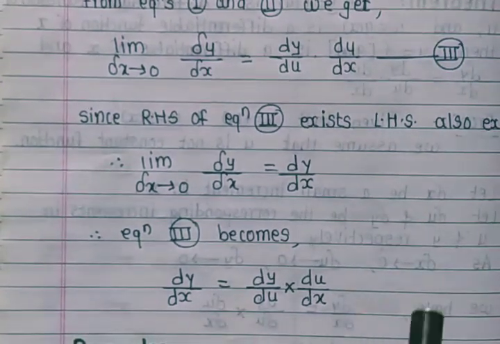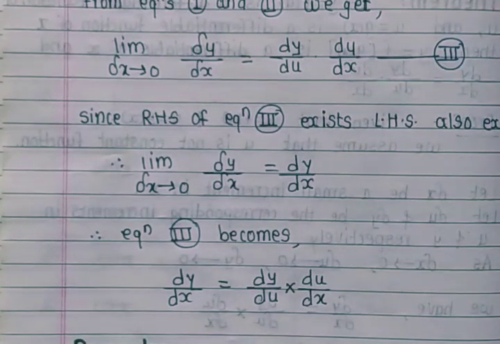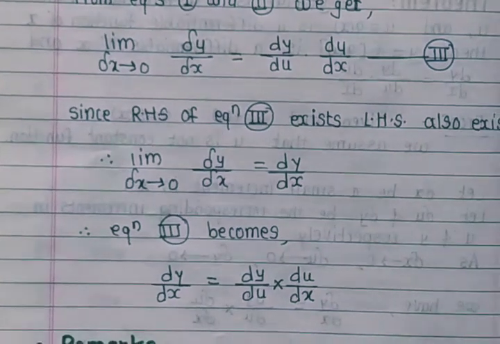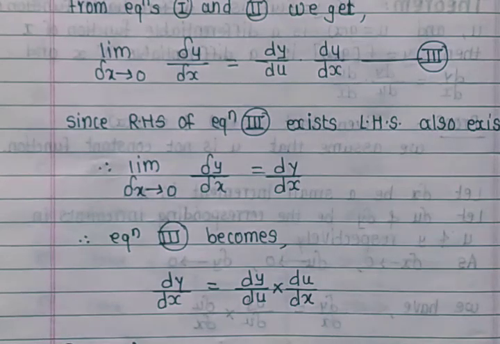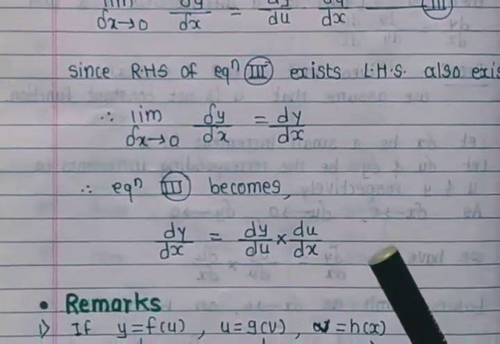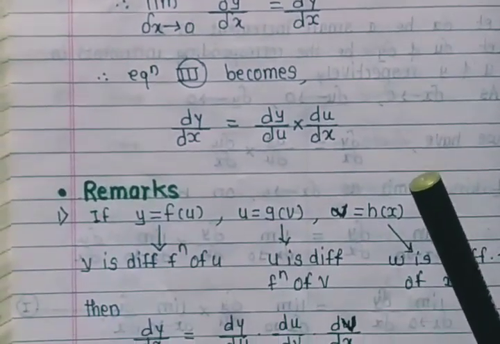and this is one of the important theorems in the board exam. This theorem carries 3 or 4 marks. Now let us see some remarks concerned with the chain rule.